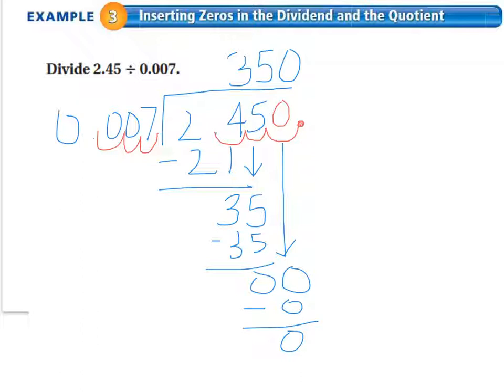Technically, then, the decimal would be right here, straight up. And I could put another 0 on the end of that, but again, it's not necessary. If the numbers following the decimal are all 0, that really doesn't need to be there, and you can just stop with the 350.